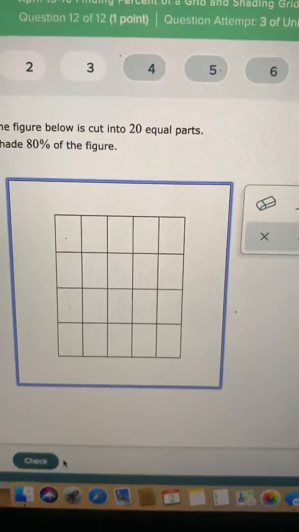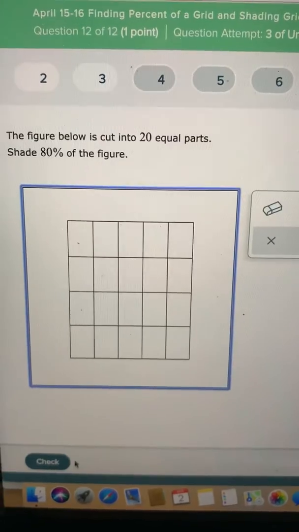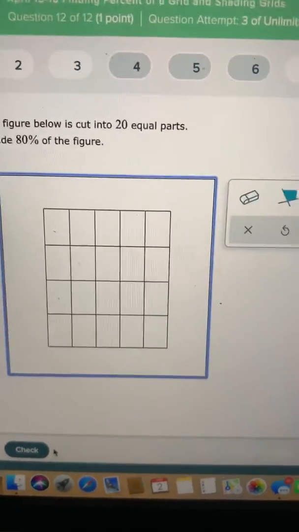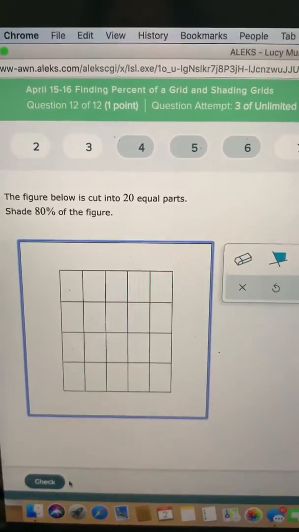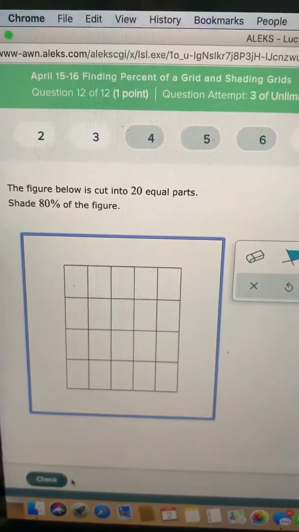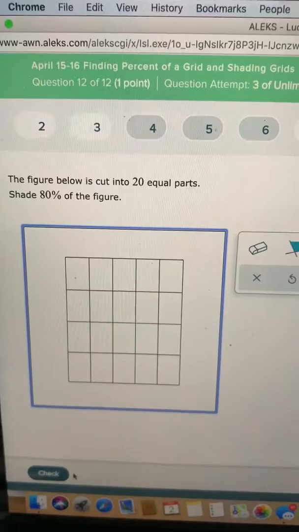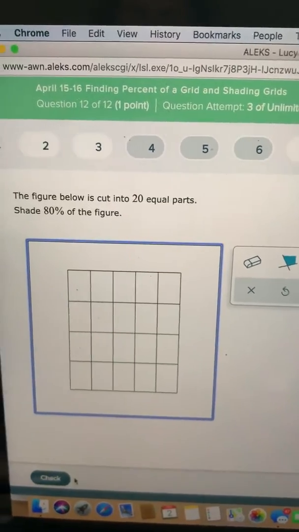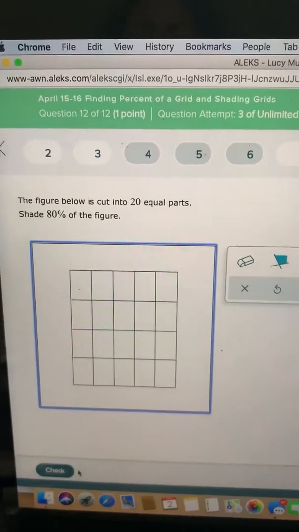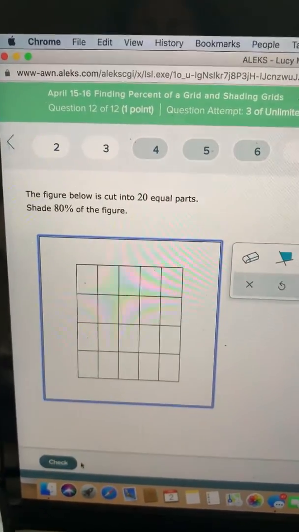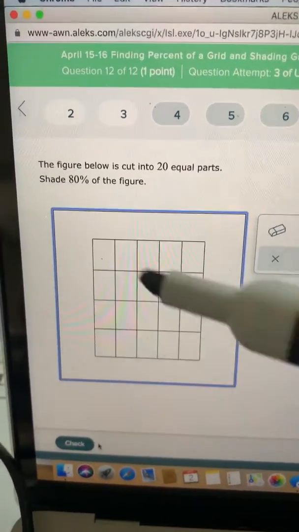And in this example, we have 20 equal parts, and it's asking you, can you shade 80% of this figure? So 80% of this needs to be shaded. Well, if you have 20, how much is 80% of 20? And so what you're going to be doing is shading only 80% of it. So in order to figure that out, I'm going to be multiplying those two numbers together. And don't forget, we have a percent here.